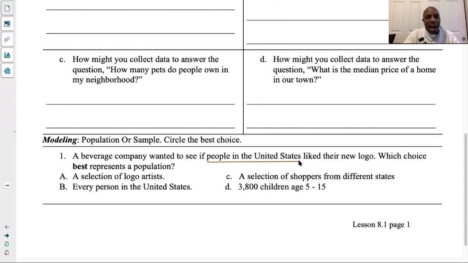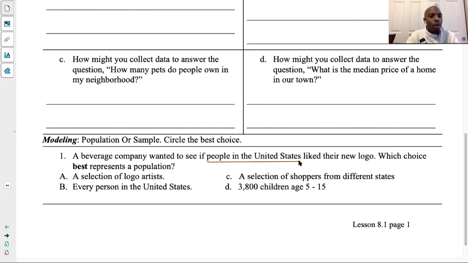Tomorrow, we're going to talk about bias. We're going to talk about, okay, well, which one makes sense in terms of bias. Now, in this case, if it's a beverage company, if they said people who like Coke, right? And then the option was shoppers who buy Coke from different states, then we would have a bias situation there. Now, we're not talking about bias at all. We're just talking about in general.